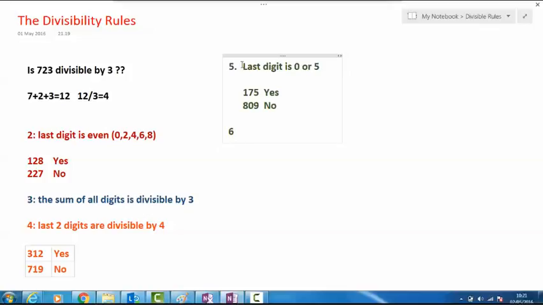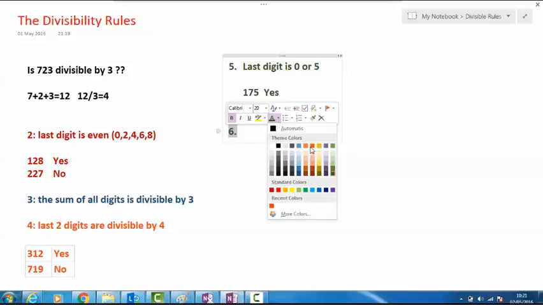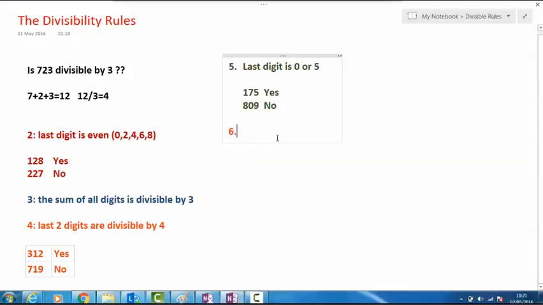After the easy rule of 5, let's look at the slightly harder rule of 6. If the number is divisible by both 2 and 3, the number is divisible by 6. Let's have a few examples. Is 114 divisible by 6? 114 is even, so we pass the 2 rule.